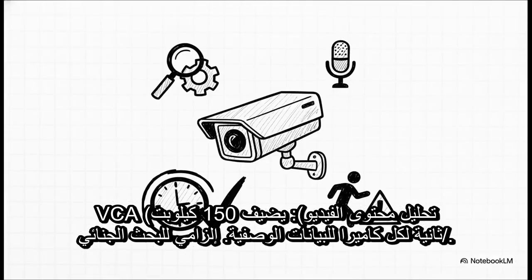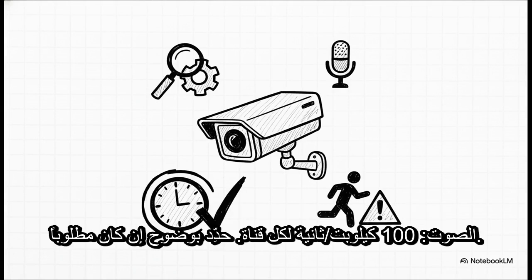Let's fire through some other crucial inputs. Video content analysis, or VCA, adds about 150 kilobits per second per camera just for the metadata alone. You really have to plan for this if the client wants forensic search capabilities.